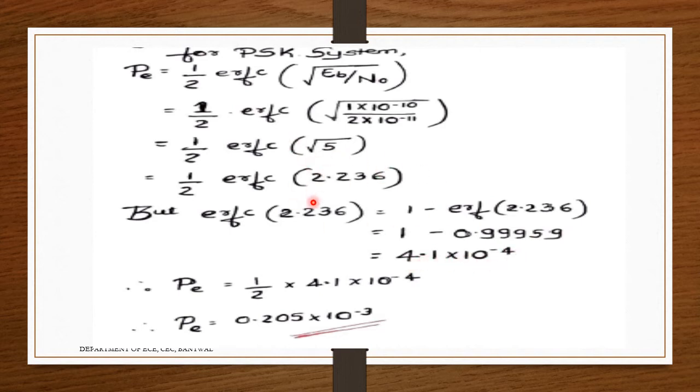So substitute this value here. At that time it will give me PE equal to 0.205 into 10 to the power of minus 3, and it should be represented as watts. No, sorry, probability of error cannot be represented in any units. Okay.